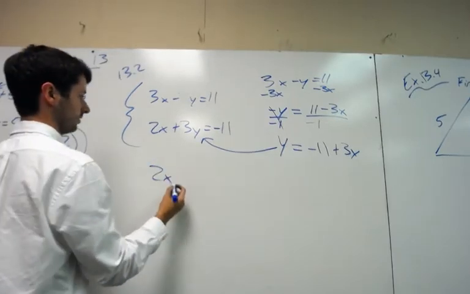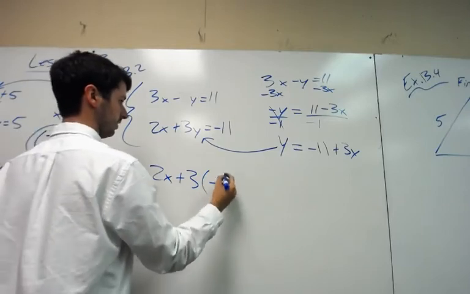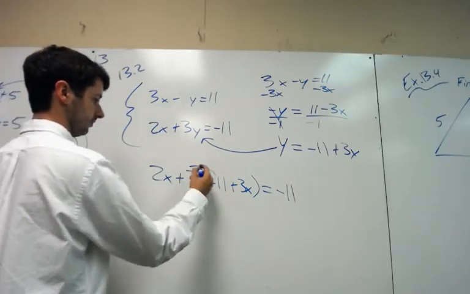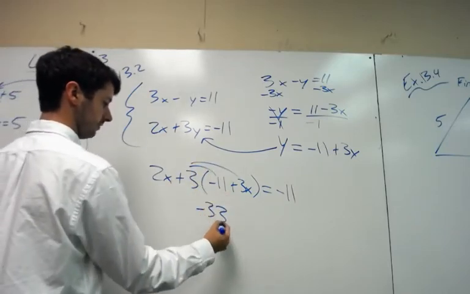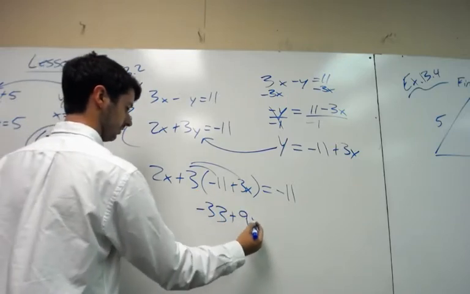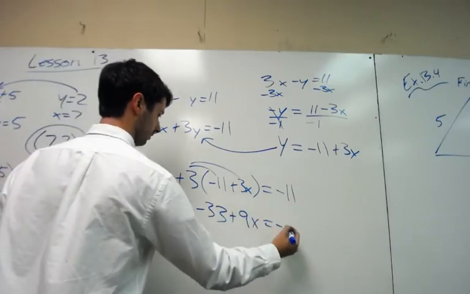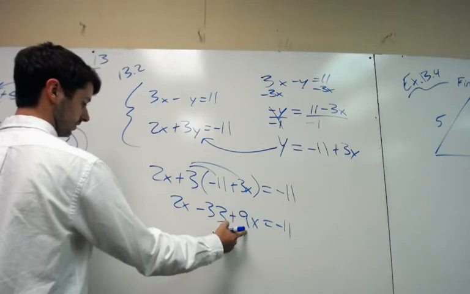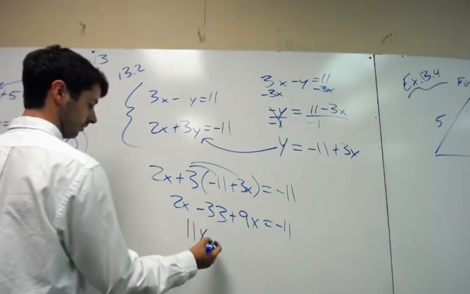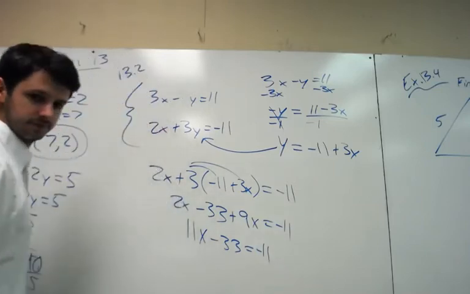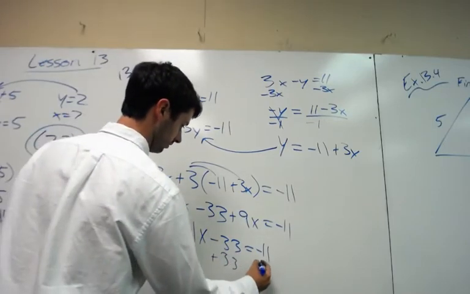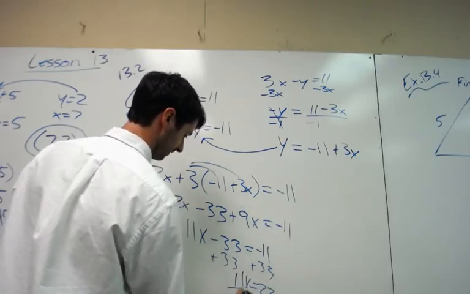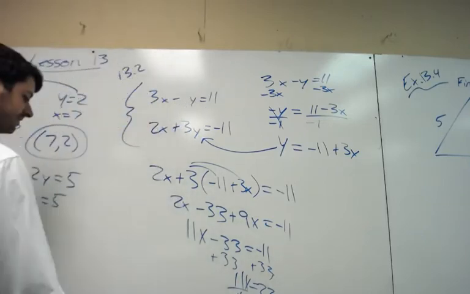So we say 2x plus 3 times negative 11 plus 3x equals negative 11. And we're just solving. 3 times negative 11, negative 33. 3 times 3x, 9x. Like terms are 2x, 9x. That would be 11x minus 33 equals negative 11. Add 33. That equals 22. 11x equals 22. Divide by 11. Find that x equals 2.